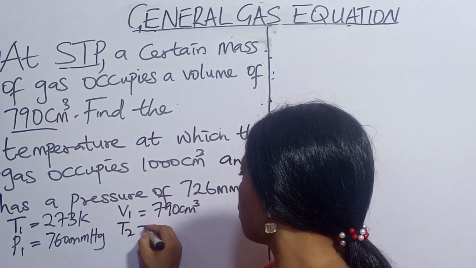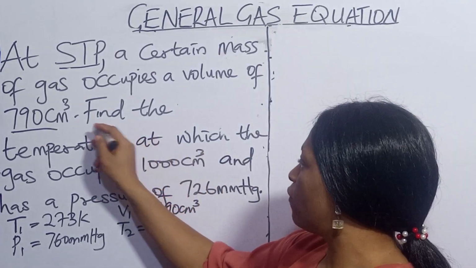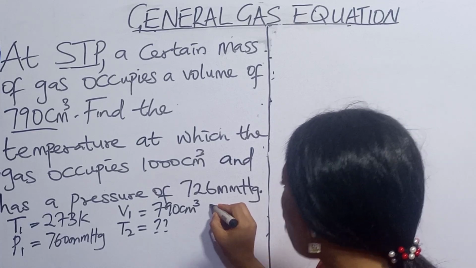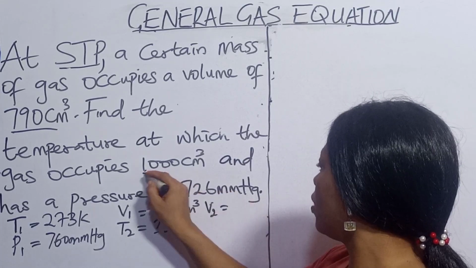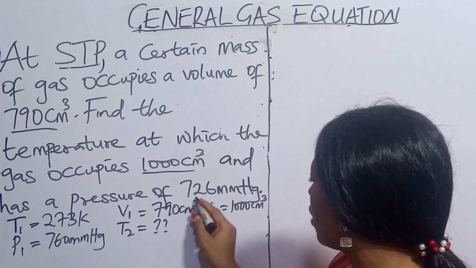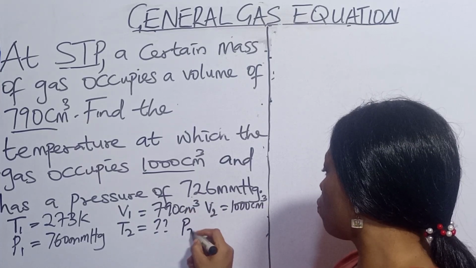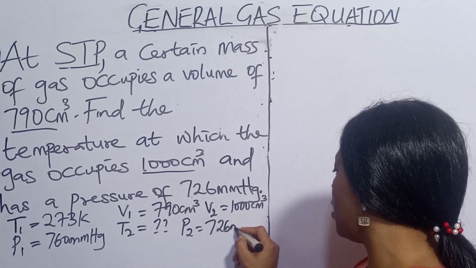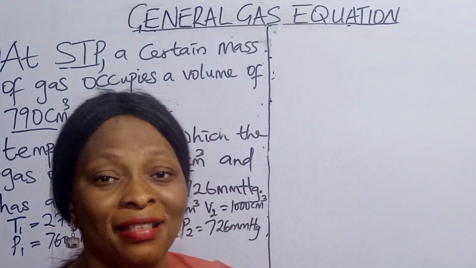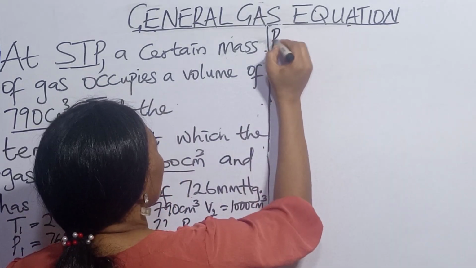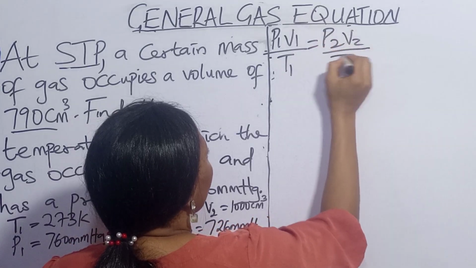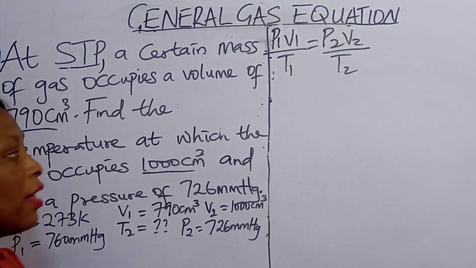Our T2 is what we are looking for because the question says find the temperature. So we are looking for T2. Then our V2 is 1000 cm3 and our P2 is 726 millimeter mercury. So let's now solve using the general gas equation, which is P1V1 over T1 is equal to P2V2 over T2. Now let's solve.